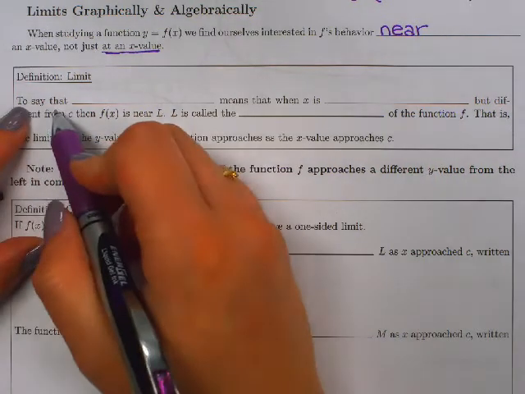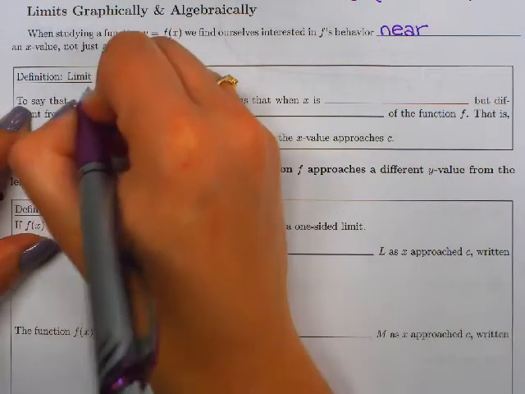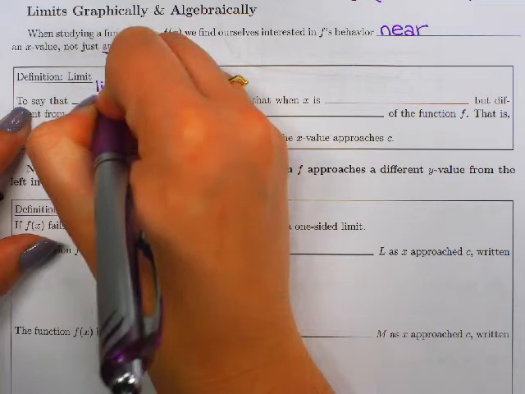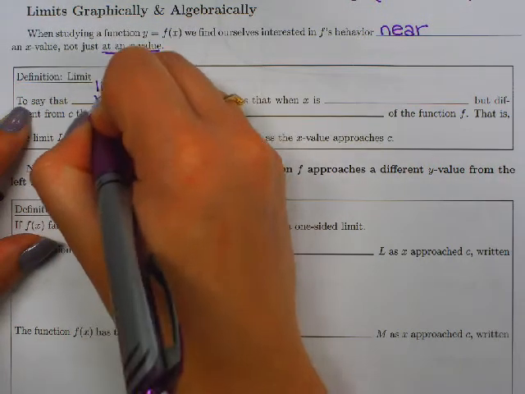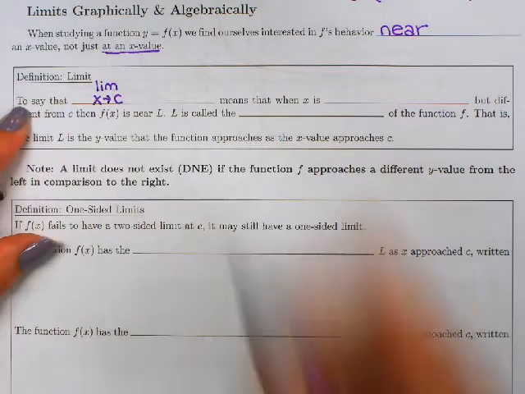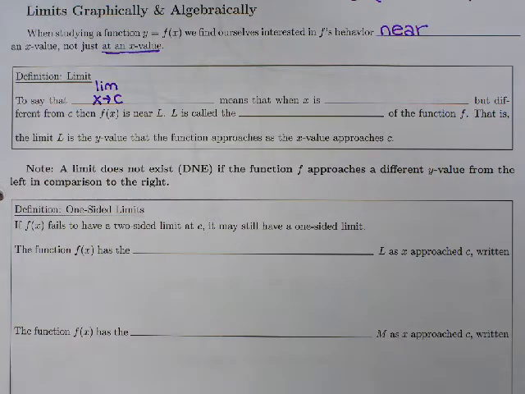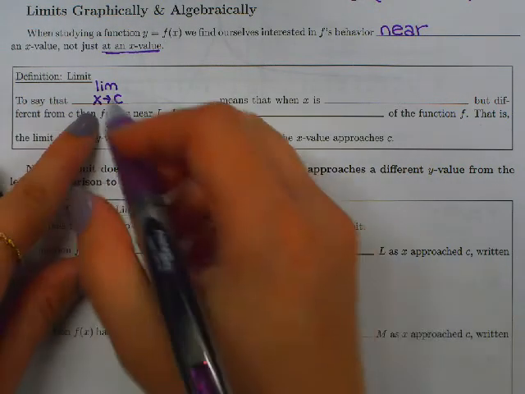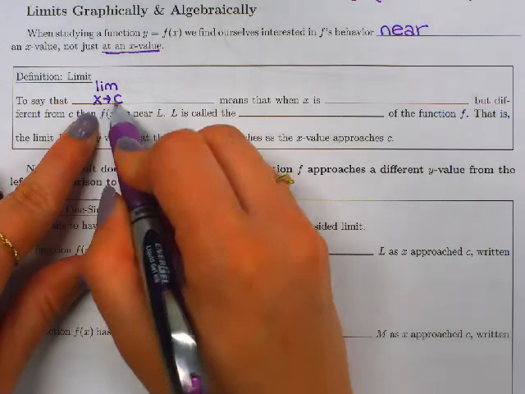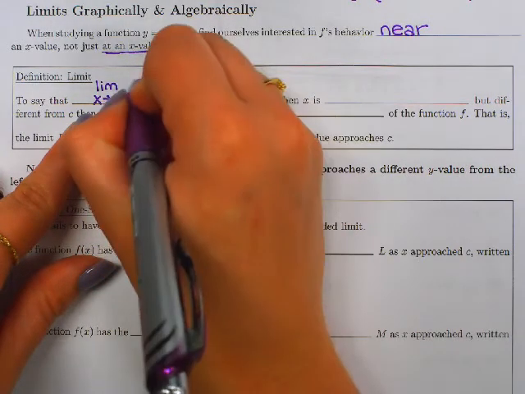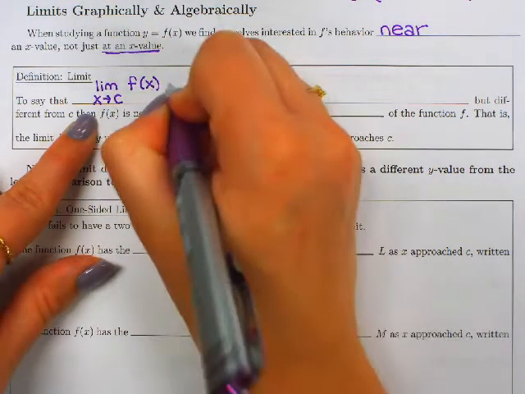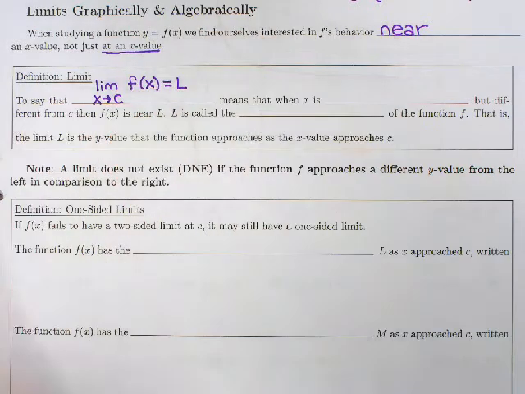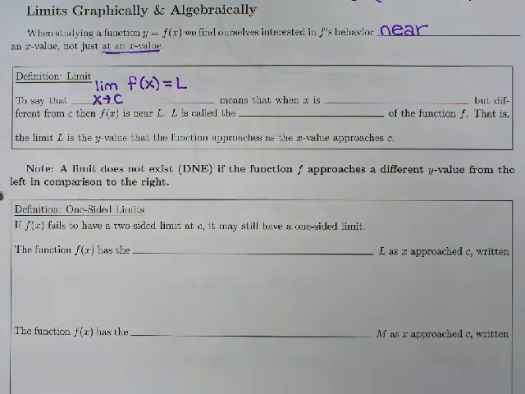The notation for this is also a bit crazy. To say that the limit, let's get used to writing these, limit is just LIM, as x goes to c. So in my example that I just said, as x goes to 2. As x gets near 2, either from the left at 1.9 or from the right at 2.1, we would write LIM for limit as x goes to c, some x value, of the function f of x equals L. Let's break down what this means. Lim as x goes to c of f of x equals L.